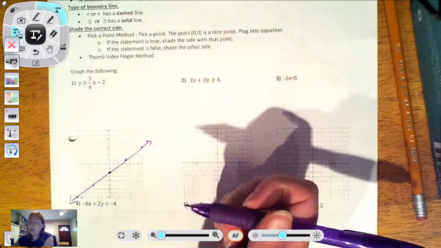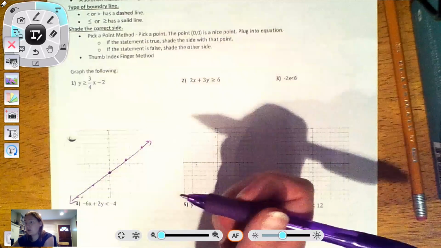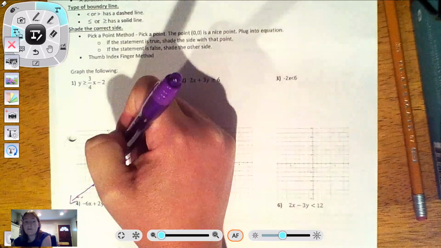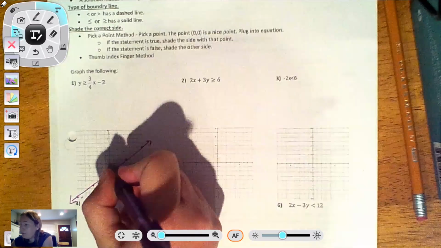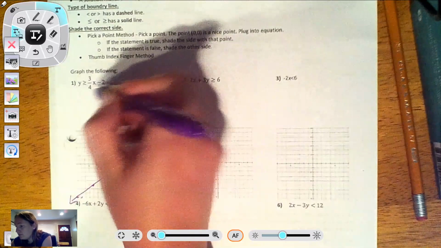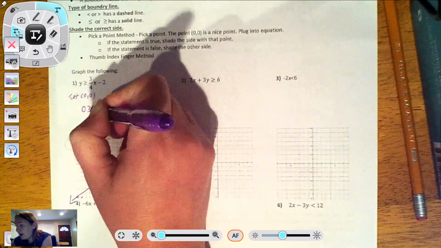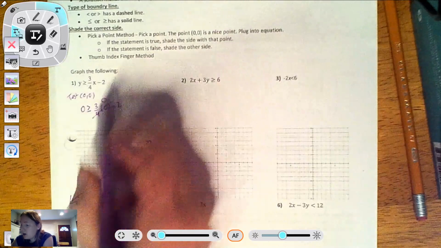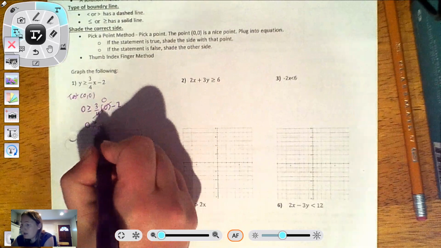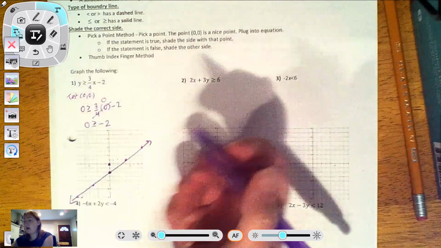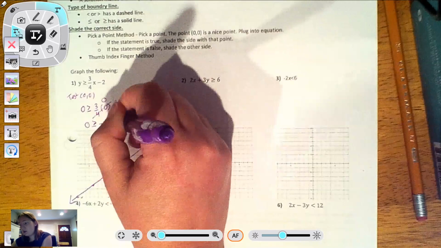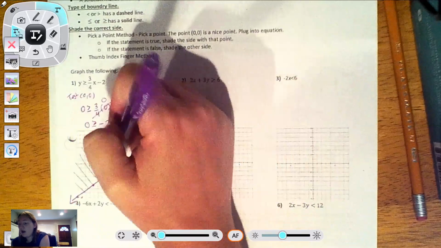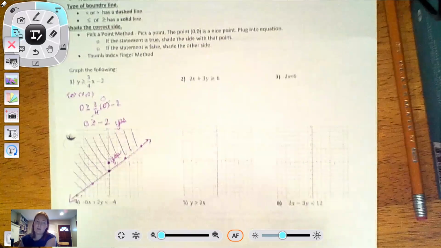And then to decide what side to shade, we test a point to see if it's in the solution region or not. The easiest point to test is 0, 0 if it's not on the line itself. So I'm going to test this point 0, 0 here. I plug in 0 for the x and the y. 0 times anything is 0. So I have 0 greater than or equal to 0 minus 2. Is 0 greater than a negative? It is, so this is true. So it is a solution, and because it's a solution, I get to shade it. And every other point on that side would also be a solution.